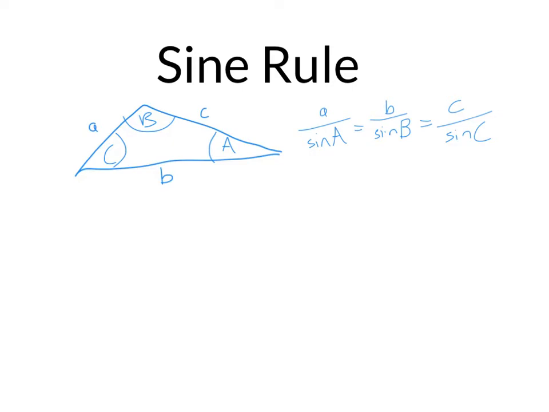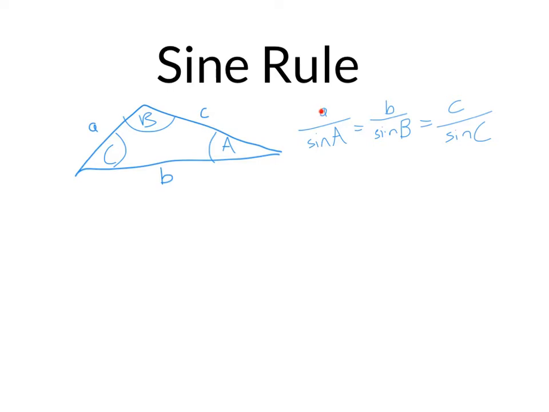So if you are looking at a question and it's not right angled, then you know you can't use Pythagoras or SOHCAHTOA. So this is another great option to look at, and it might be able to help you solve that question. So the sine rule is written out over here to the side.